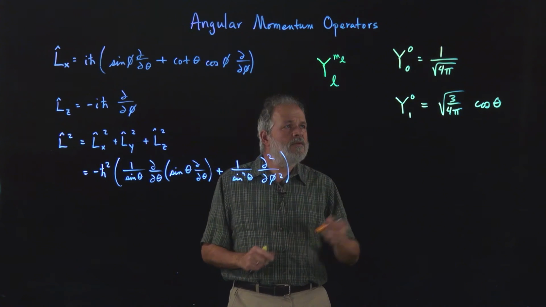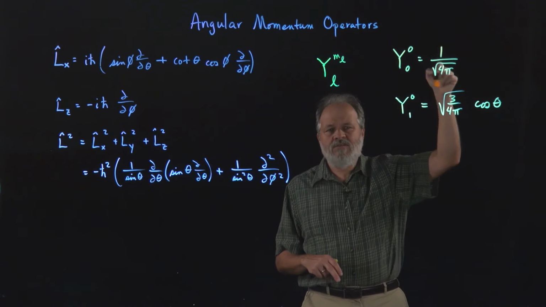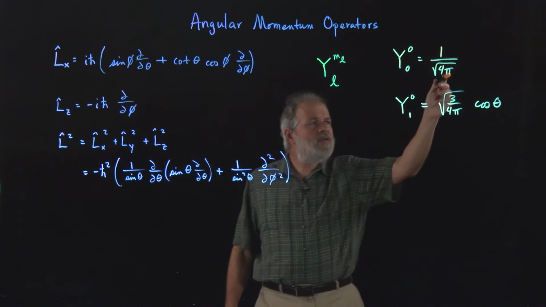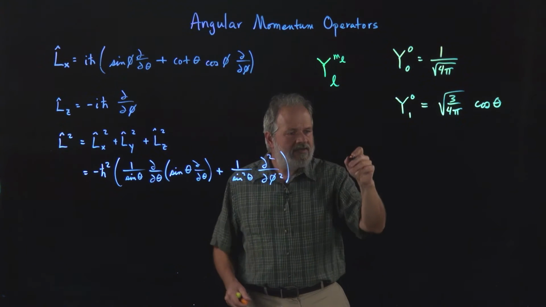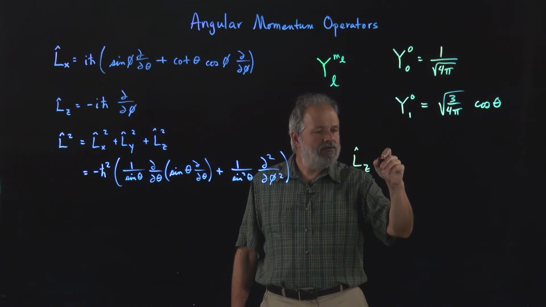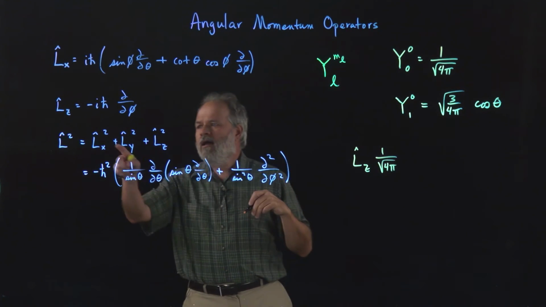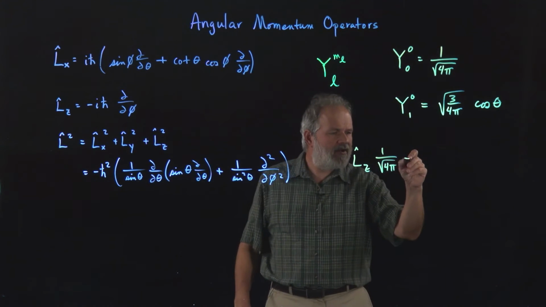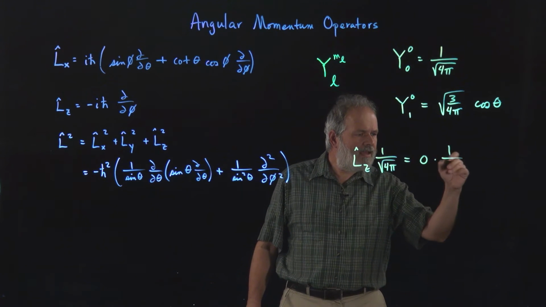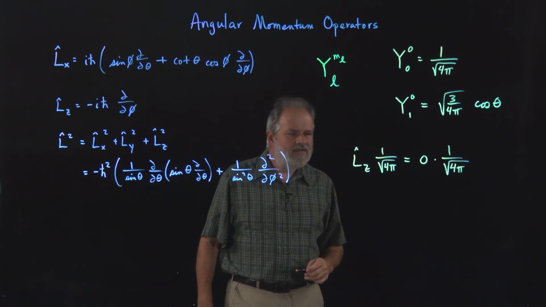Okay, so let's do the one that's just a constant. And this is just the normalization constant for the problem. Well, we have no dependence on theta and phi, so let's see what happens when we apply Lz hat onto a constant. Well, the derivative of a constant is 0. And that's still times the original function.